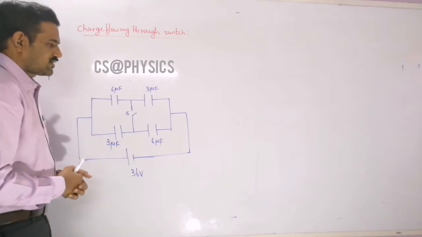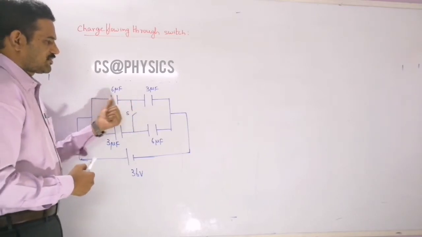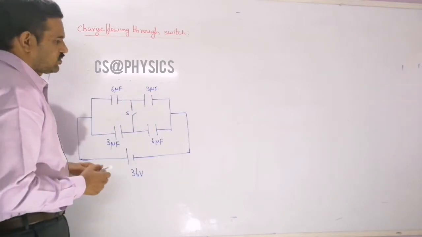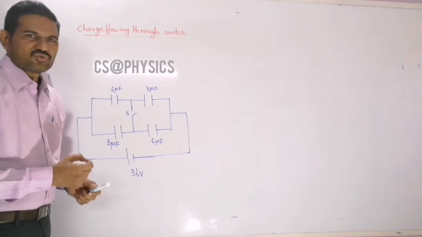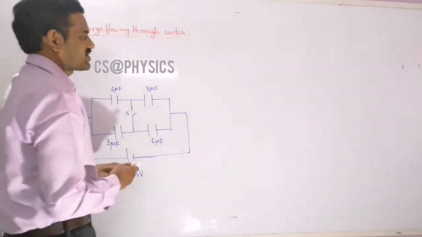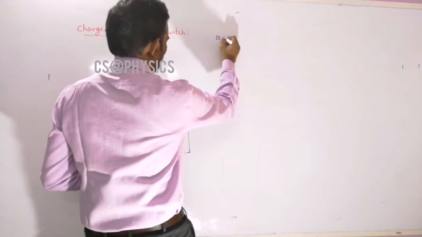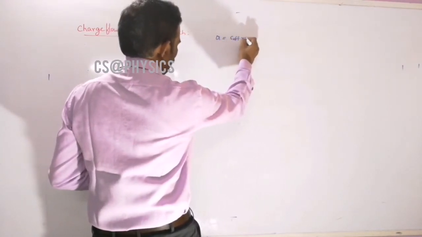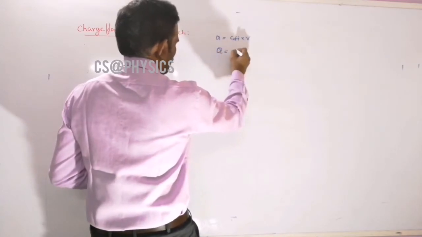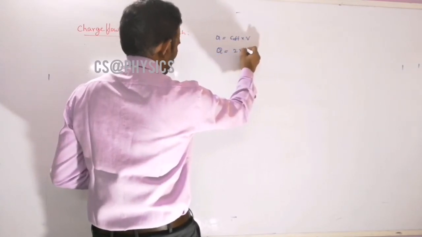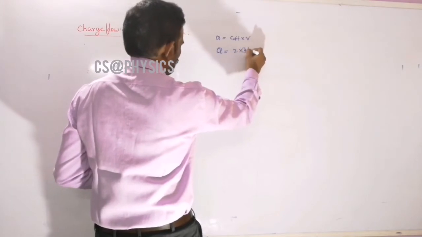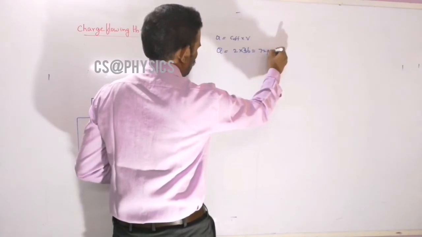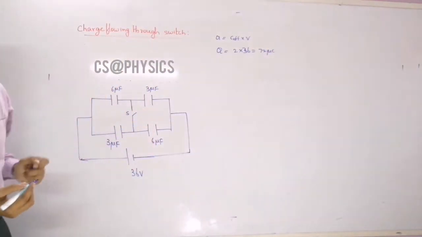So here you can calculate that. The effective capacitance is 2 here, and here also the effective capacitance is 2. Then I am writing the charge Q is equal to CV. That means the initial charge for each row is C effective into V, so 2 into 36. Then it is 72 microcoulomb, right? That is the charge on each capacitor.